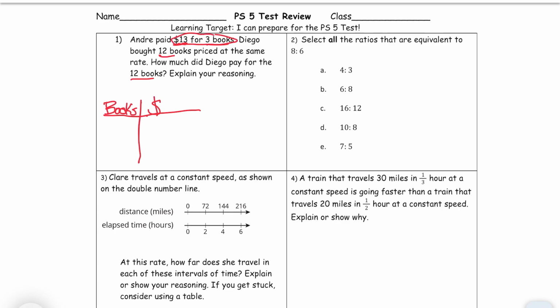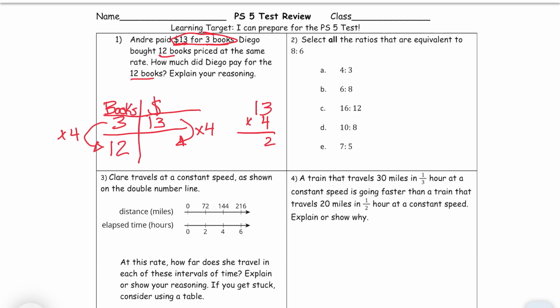So I'm going to put my ratio they give me. So I know there's 3 books for $13. And I want to find out how much 12 books cost. So I'm going to think, how do I get from 3 to 12? I know it's getting bigger, so I'm multiplying. So 3 times 4 is 12. So that means I need to multiply 13 times 4.